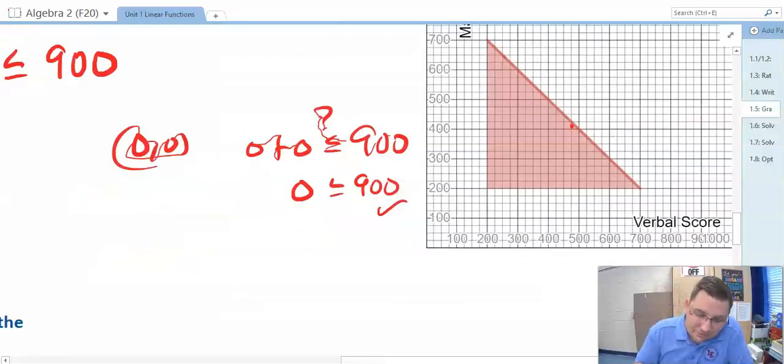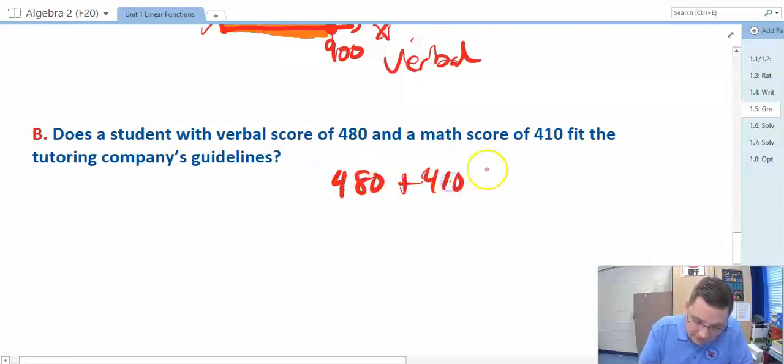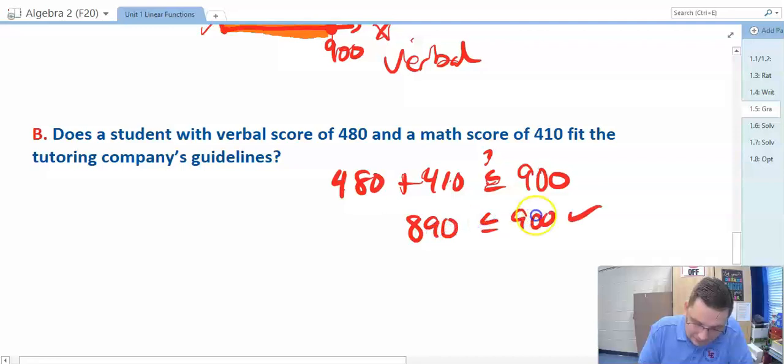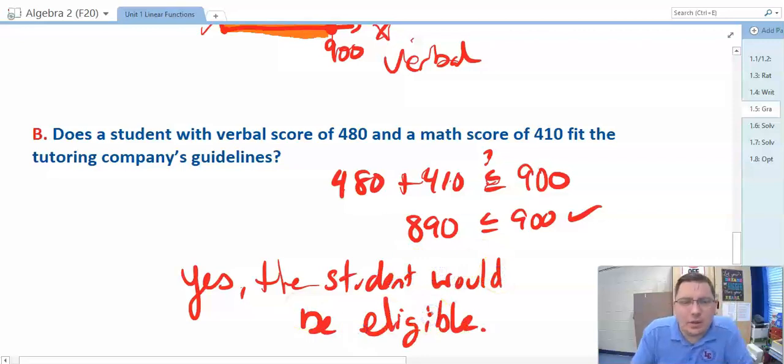Now we can verify this by plugging into the inequality as well. And so we can do 480 plus 410. Is that less than or equal to the 900? And we get 890 is less than 900. So yes, the student would be eligible. Okay, so that's what we've got there. Again, not complicated, but you just got to understand what your graphs are saying.